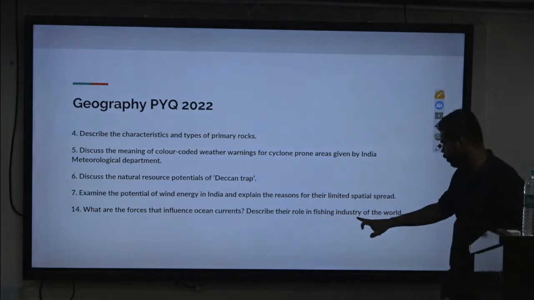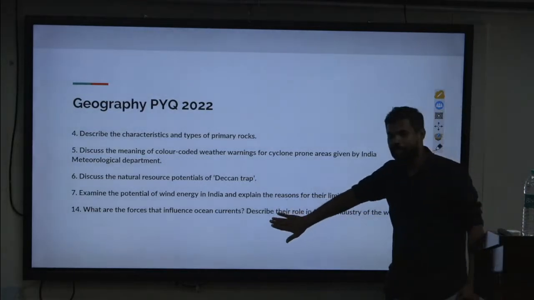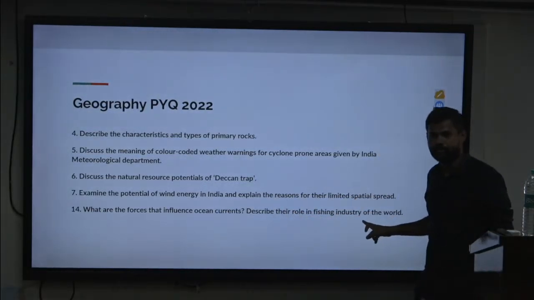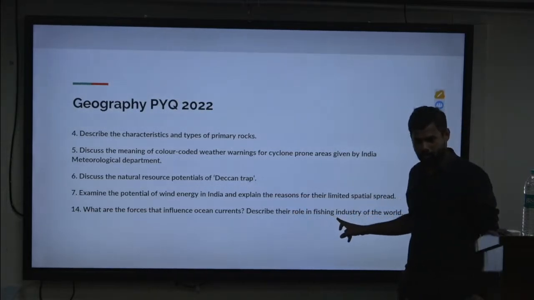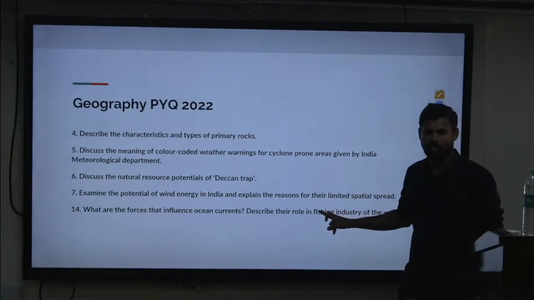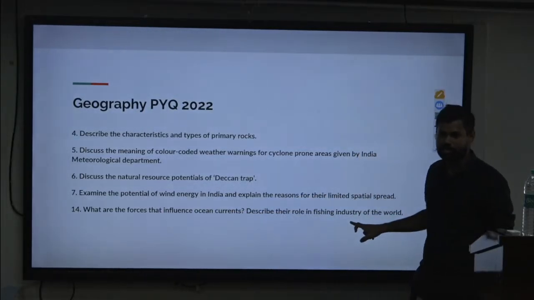Whenever they say describe their role in the fishing industry in the world, they are expecting you to talk about the Laurentian climate here, where there is a meeting of a warm ocean current and a cold ocean current. They are mainly talking about this. Okay, so this question is basics.